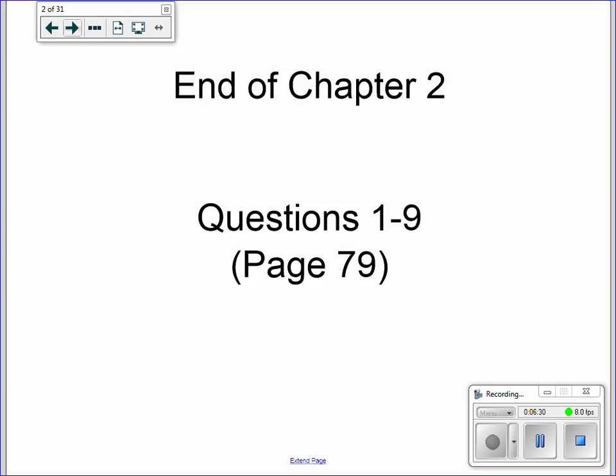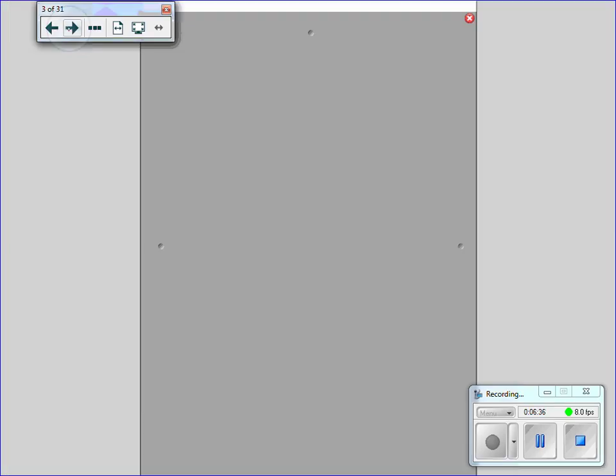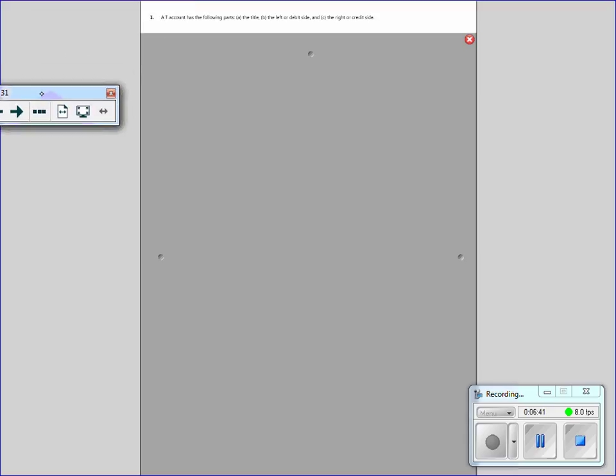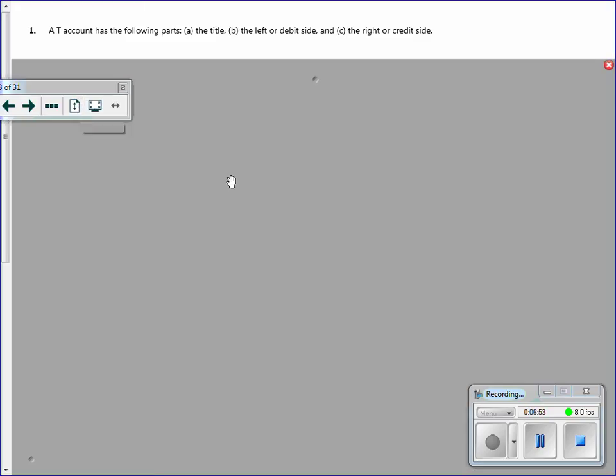Describe the parts of the T account. There are 3. That was one of the test questions. It might have been the practice test, though, too. There are 3 parts. Whoa, that's little. Can you guys even read that? Not at all? Is it on your computer still? Okay. Better?